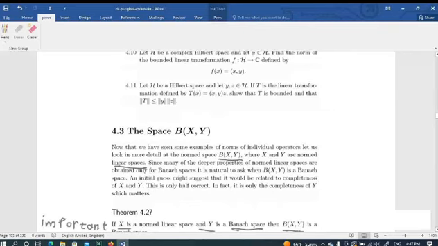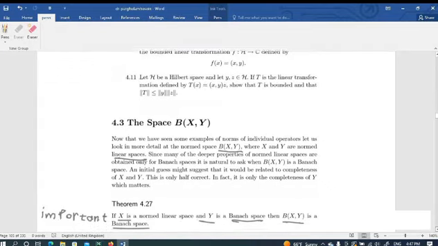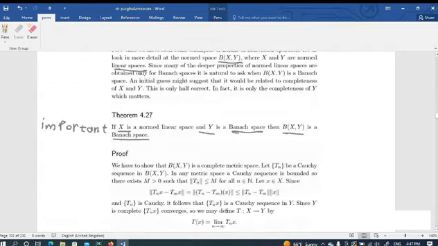Now we are going to study the space B of X and Y. Theorem. This is an important theorem. I write it as important because this is an important theorem. If X is a normed space and Y is a Banach space, then B of X and Y is a Banach space. You know that if X and Y are normed spaces, B of X and Y will be a normed space. But to be a Banach space, it is enough that Y be a Banach space.